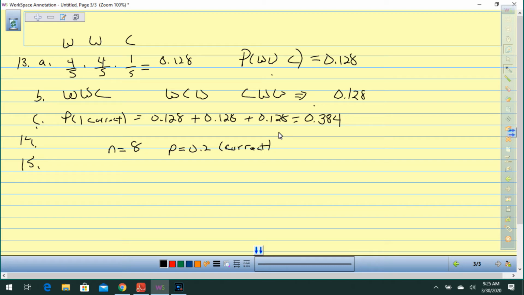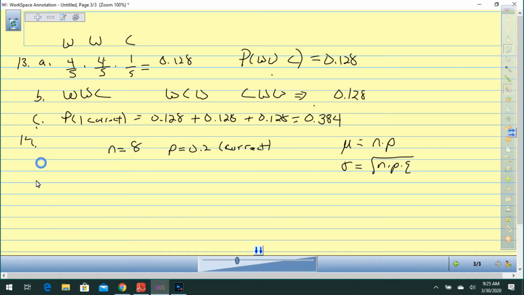Now, I probably need to make sure you got a couple, and you might want to put these on your 3x5 card. The mean is N times P, and the standard deviation, sigma, is the square root of N times P times Q. All right.